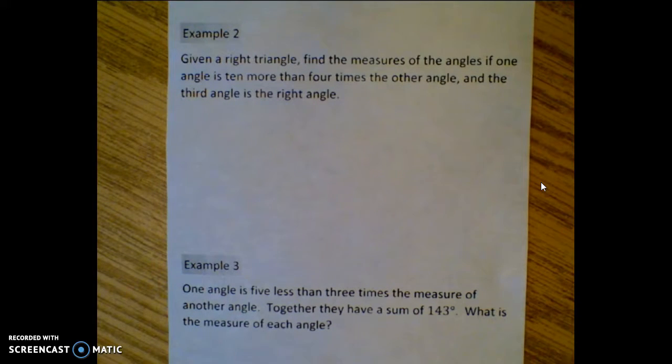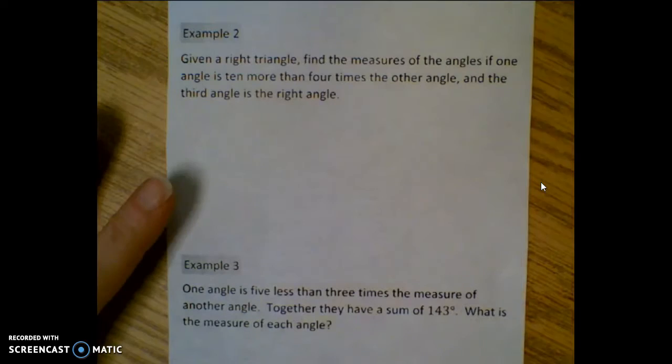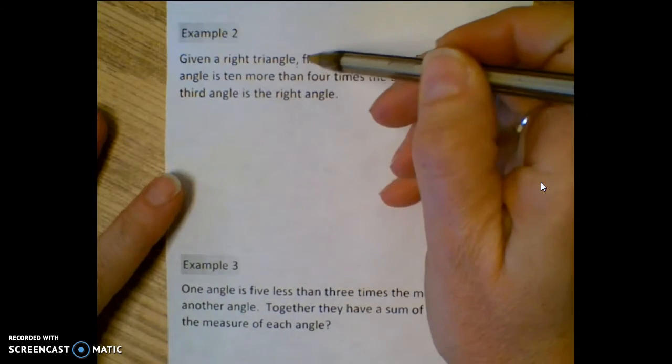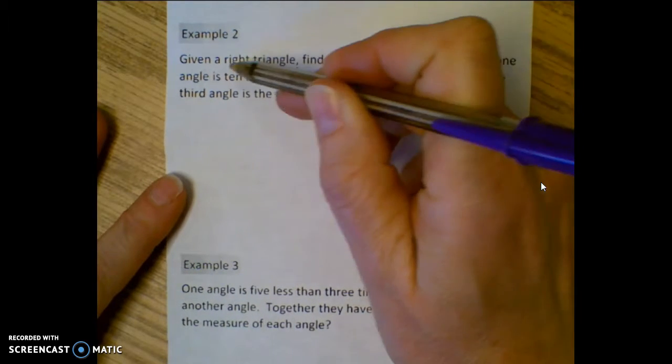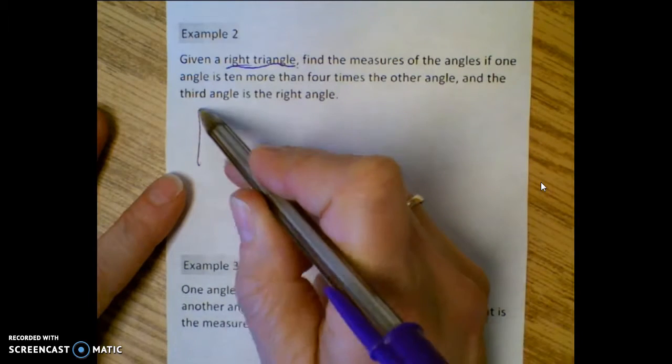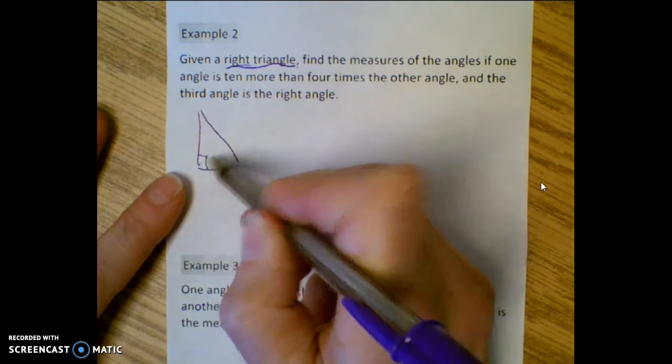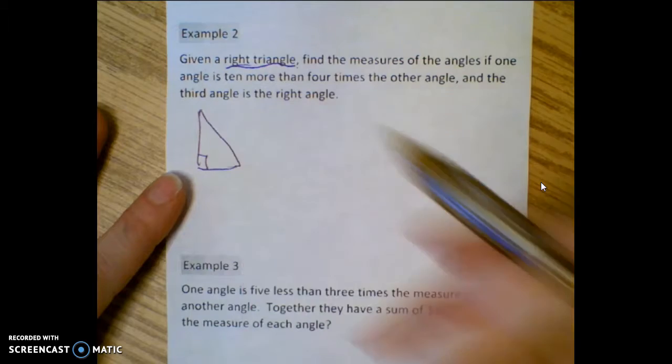Okay, now we're going to work on example 2 for our writing and solving linear equations lesson. This particular word problem tells us right in the beginning that we have a right triangle. So like we talked before, your best bet is to start right off the bat drawing your picture.